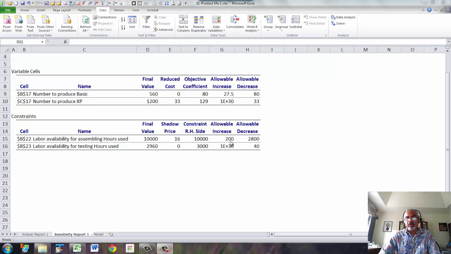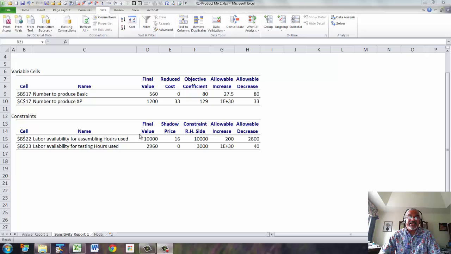Now we have allowable increase and allowable decrease, so the availability of labor hours in assembly can go down to 9,800 or go up to 12,800. Within those limits, if the available hours change within those limits, now here is the key part. Now the shadow price is valid. That's what the sensitivity about the constraint is about.